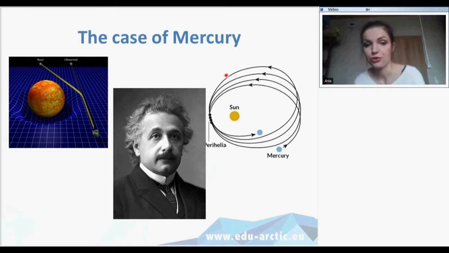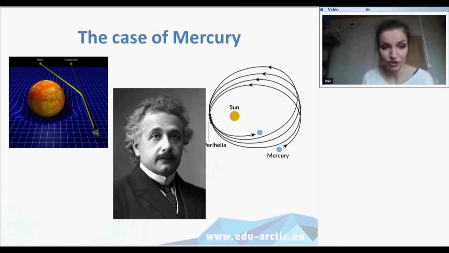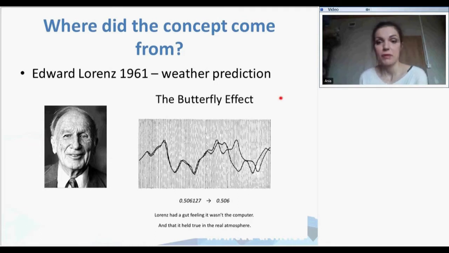It is related to mass and general relativity theory, and this is not the subject of our lecture today. But Mercury apparently showed chaotic behavior, but actually it could be explained on a deterministic basis with Einstein's theory. So the basic point is they were not all wrong. Newtonian physics is not all wrong, even though it didn't explain chaotic systems.